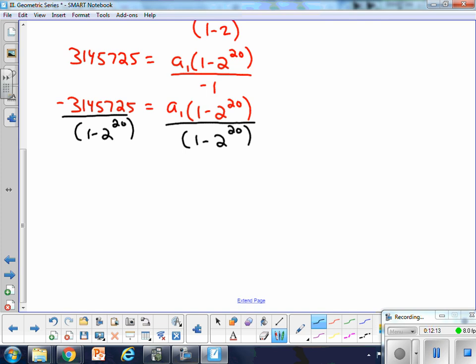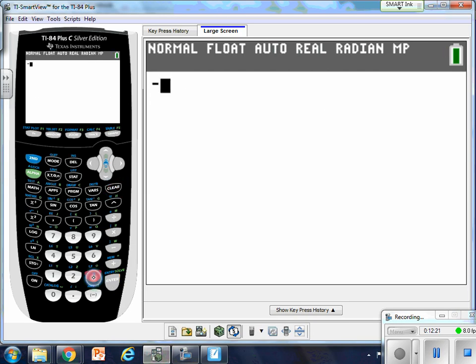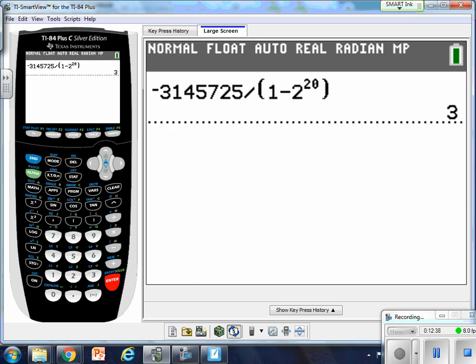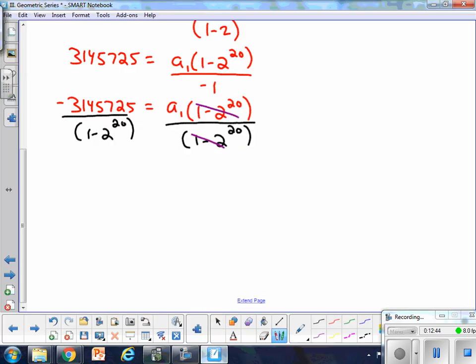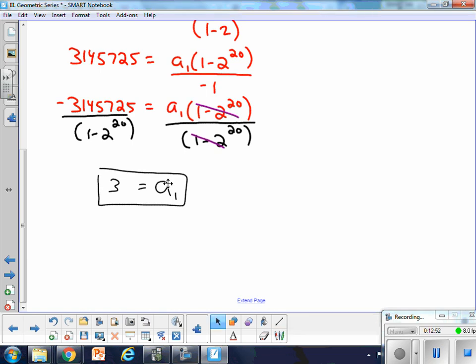Okay, so let's do that on our calculator and see what we get. So we will take the negative 314,725, and use of parentheses is key here. We're dividing by a quantity, so in parentheses 1 minus 2 to the 20th power, close parenthesis, and this should give us our final answer, and it ends up being 3. Okay, so we know the first term in that sequence must have been 3, and that's what they needed to know, so that was it. All right, so that's using the formulas and then using the calculator a little bit with geometric series.